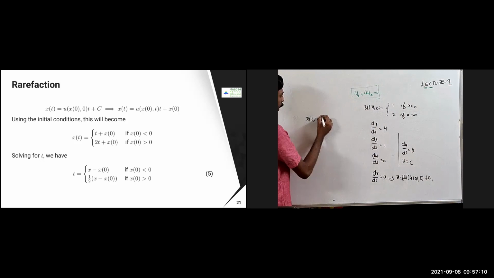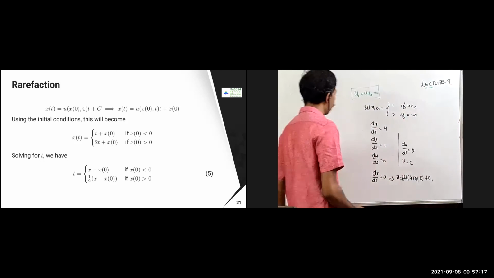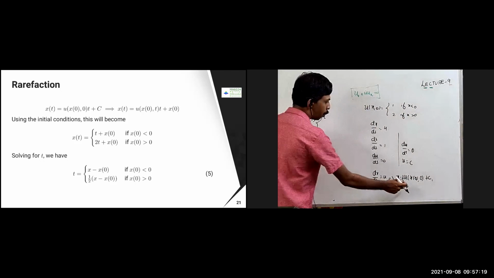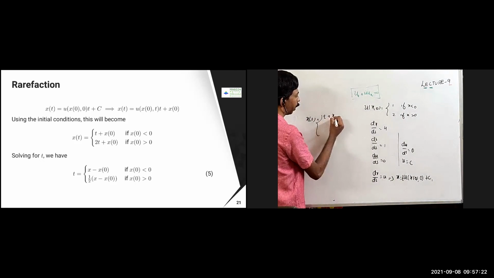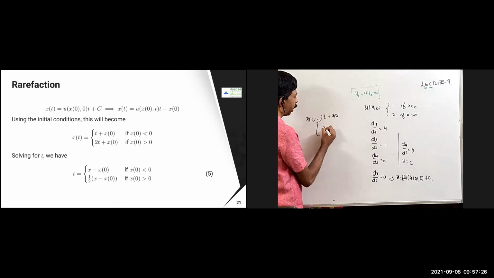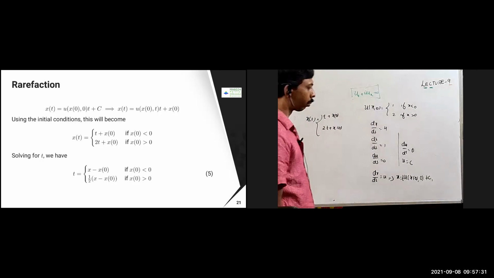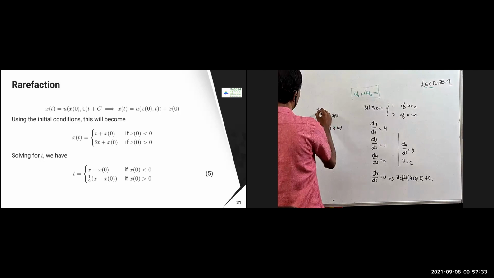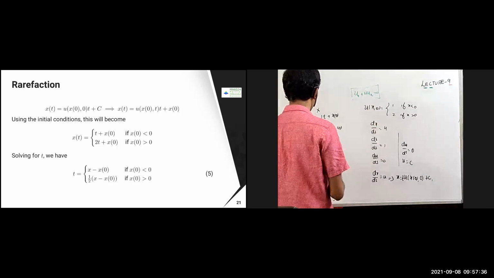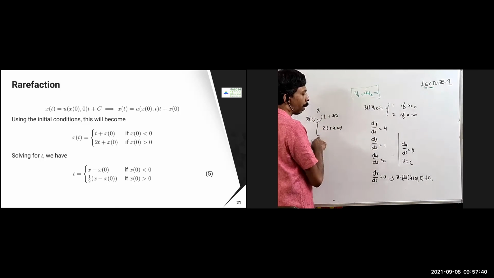x of t is going to be t plus x of 0, because u of x of 0 comma t into t is going to be there. And in this case, it is going to become 2t plus x of 0. This part I will explain in the next class, because the next one also we have to do. I'll just explain this problem in the next class. How you obtain this one, I will explain it in the next class.